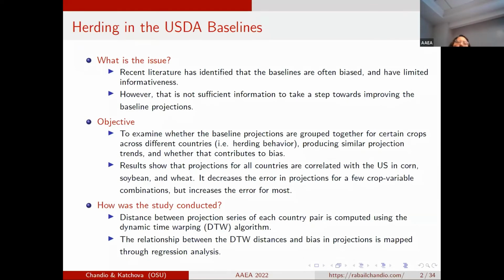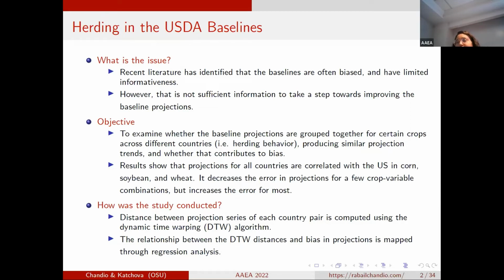So recent literature, some of which Raghav also cited, talks about the fact that USDA baseline projections are often biased and their informativeness hence is slightly limited. However, if we want to improve the baselines, just identifying the error is not enough. That was the first step. The second step has to be identifying the sources of error or taking some steps toward trying to minimize it.